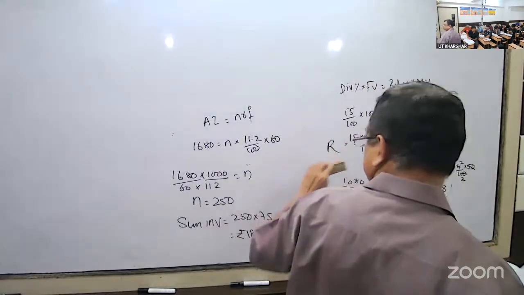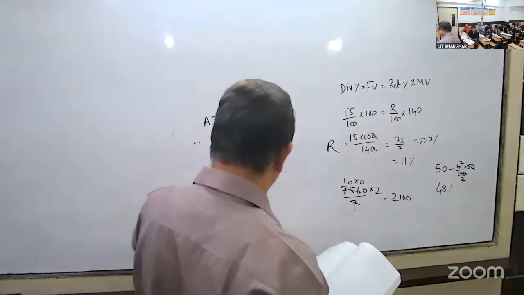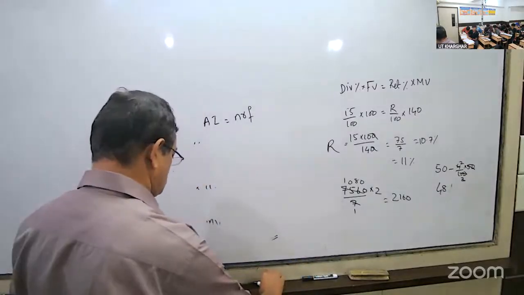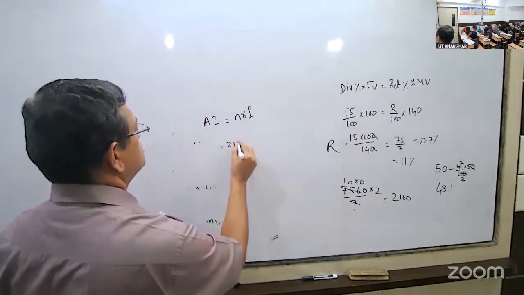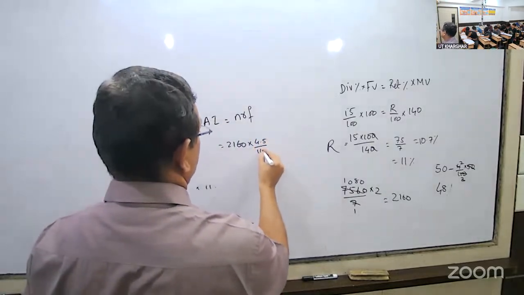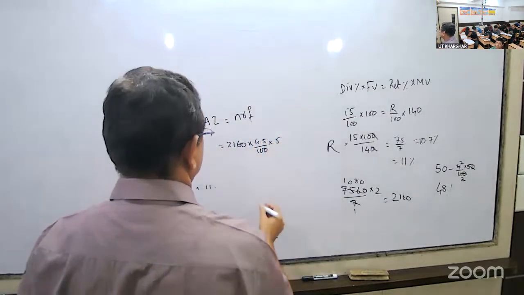Annual income is equal to 2160 into 4.5 by 100 into 5.